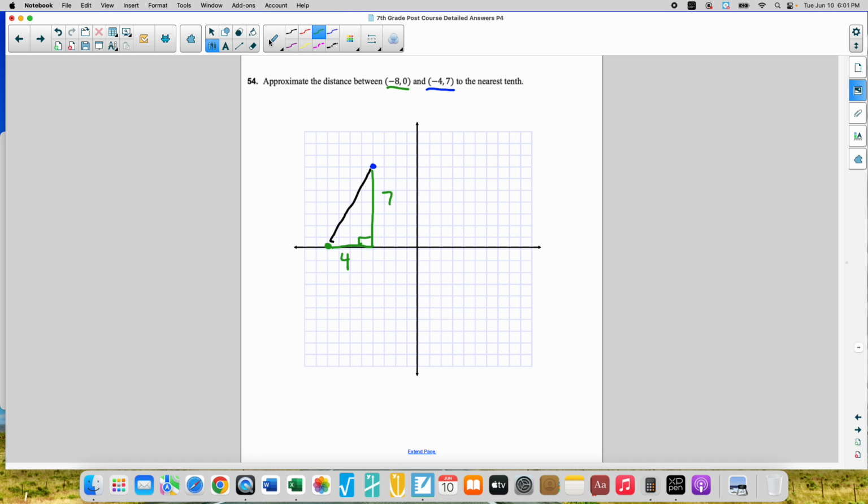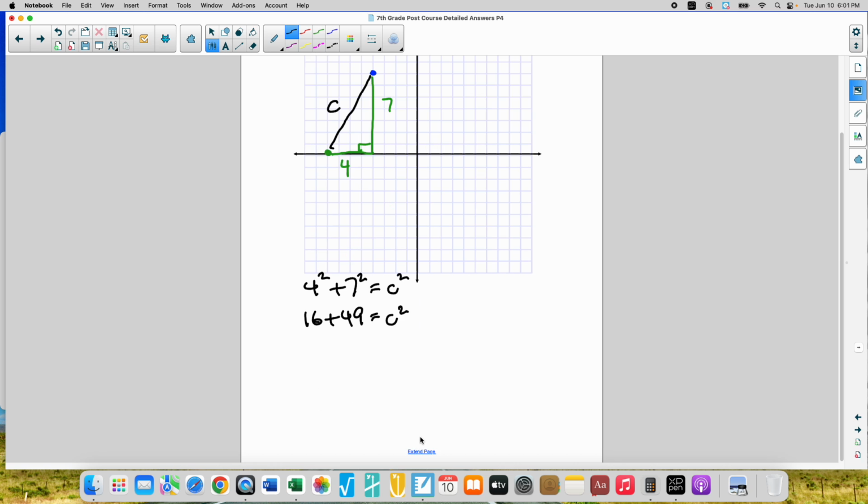So we can use Pythagorean theorem. 4 squared plus 7 squared equals c squared. My distance, this is going to be c. So that's 16 plus 49 equals c squared. That's going to give me 65 equals c squared. So we'll take the square root, plus or minus, square root.